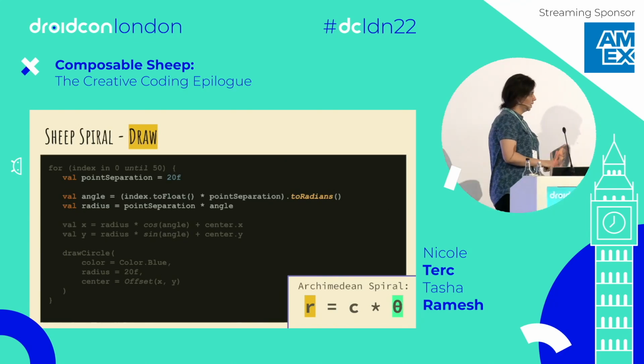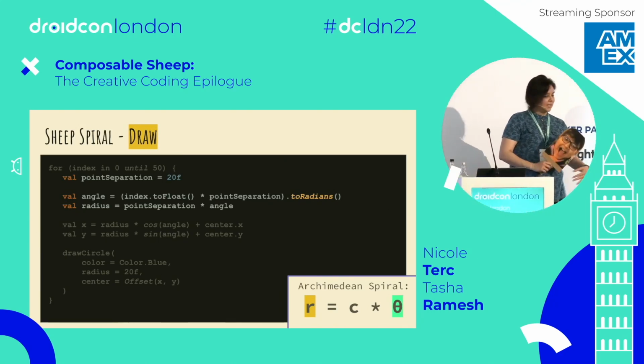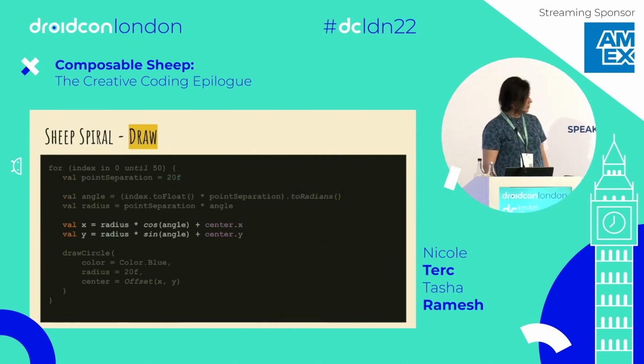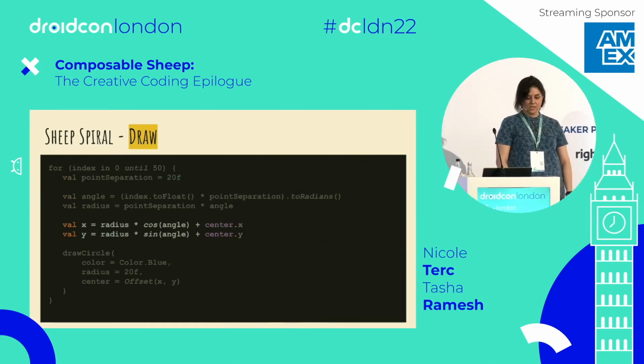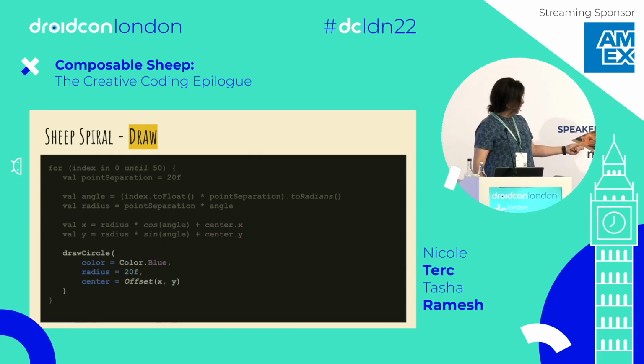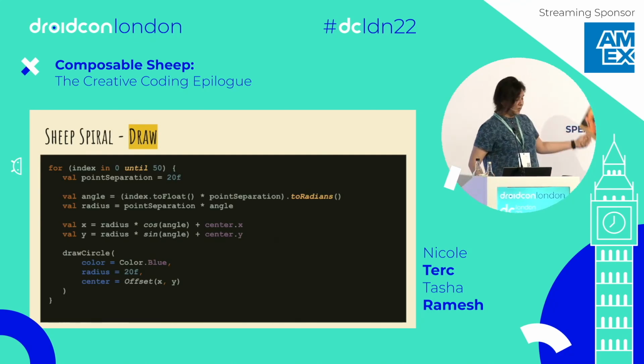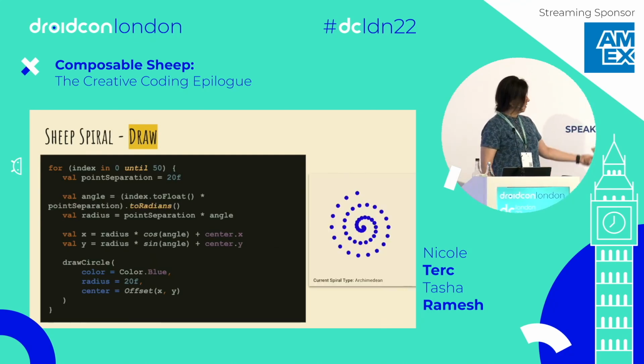Remember, radius equals constant times angle. Once we have a radius and an angle, we can easily translate those to Cartesian coordinates using the previous formulas. And once we have x and y, you can plot a circle. Great. And just doing that, this is all the code you need to obtain a spiral.